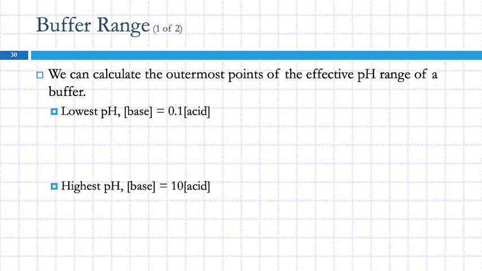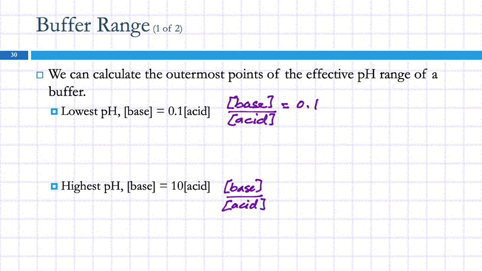So we can calculate the outermost points of the effective pH range of a buffer. Because we said in order for a buffer to be considered effective, the base to acid ratio needs to be between 0.1 and 10. So here, base to acid equals 0.1. Just rearrange that. And for this one, base to acid equals 10.